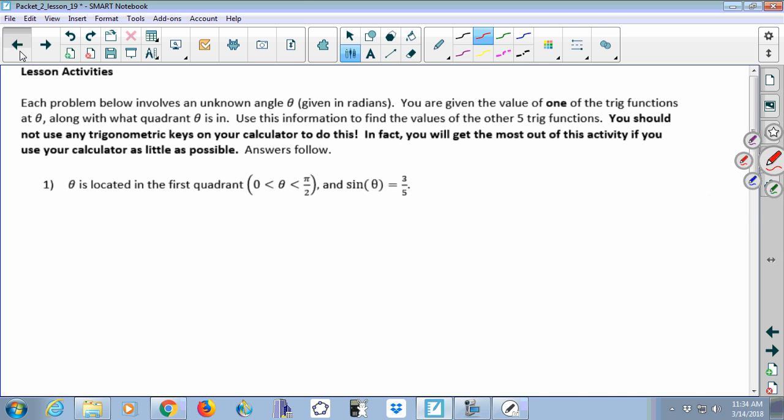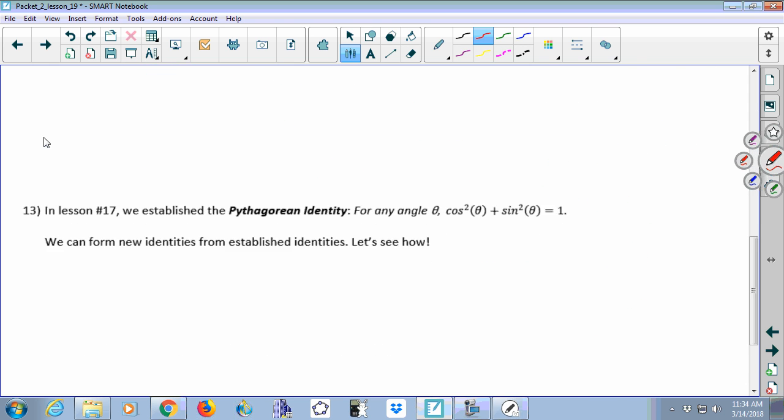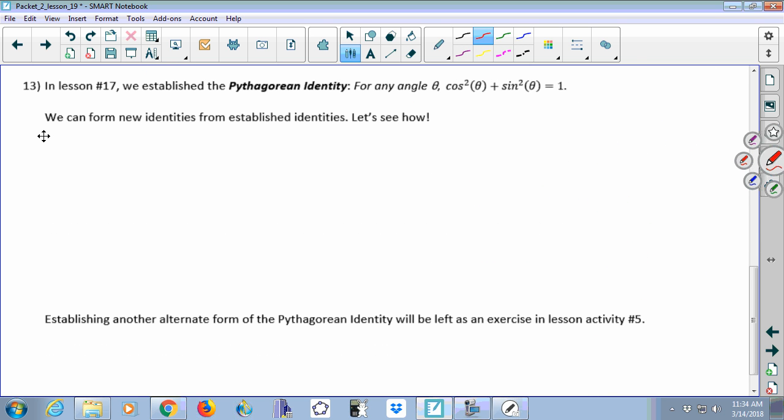Do I have something with the Pythagorean identity in it? Okay, yeah, there we are. So we established this identity in lesson 17. And from this one identity, we can get two more Pythagorean identities. If we have cosine squared of theta plus sine squared of theta equals 1, we can get another one because we have the right to take an equation and divide both sides by the same non-zero quantity. So I'm going to divide both sides by cosine squared theta.